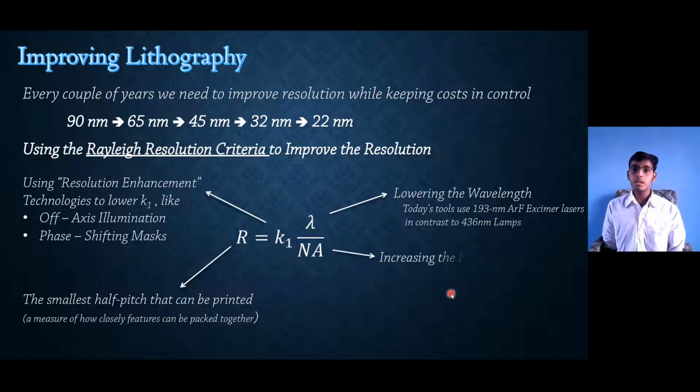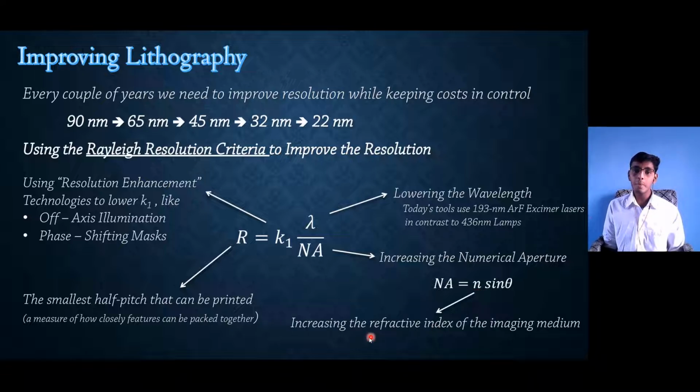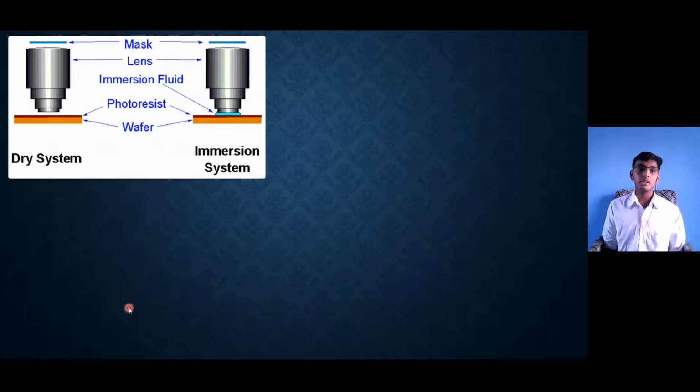The next one is to alternatively increase the value of numerical aperture. As we know, the numerical aperture depends on the refractive index of the imaging medium. NA is equal to n sin theta. So by increasing the refractive index of the imaging medium, we can improve the value of numerical aperture, thereby reducing the value of the smallest half pitch that can be printed. This technique is called immersion lithography. So what is immersion lithography?